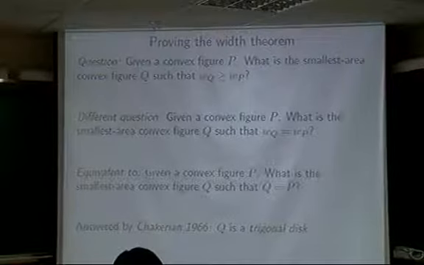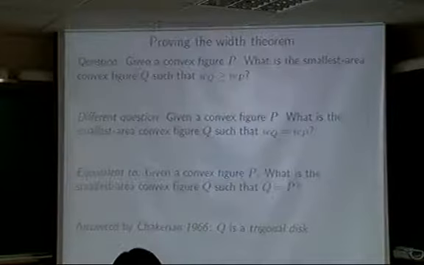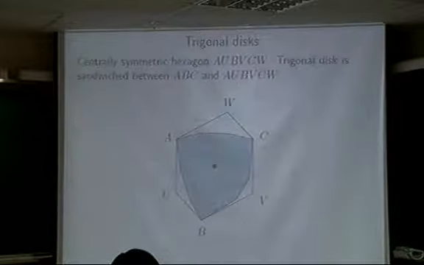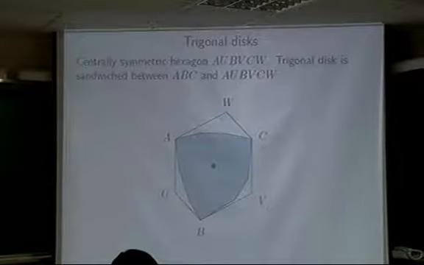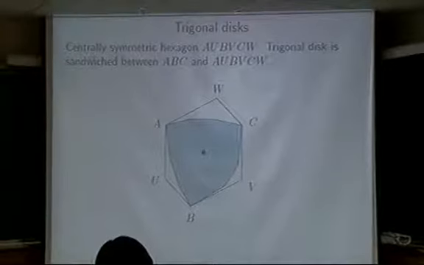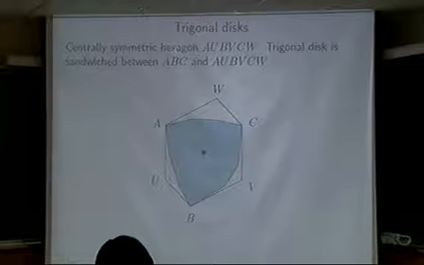So he proved that among the smallest area convex figures there's always what I will call a trigonal disk. He used a different name. He called it the relative Reuleaux triangle because he thinks about it as a Reuleaux triangle in some kind of Minkowski plane. But I'm using this term here, which is coined by Kakeya's theorem. So a trigonal disk is a convex object which you can sandwich between a triangle and a centrally symmetric hexagon.